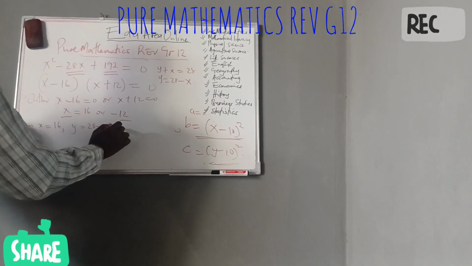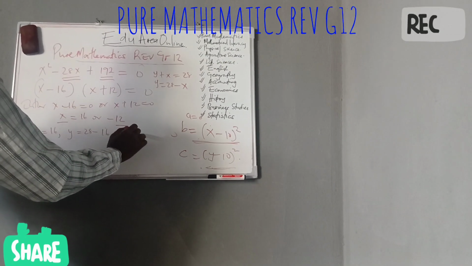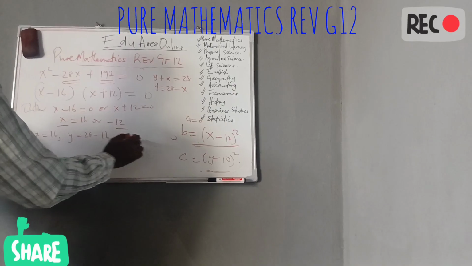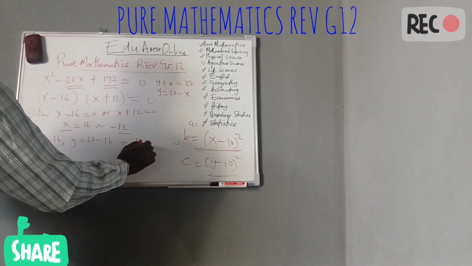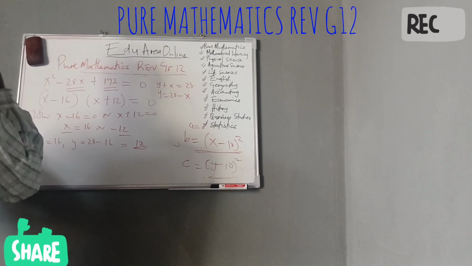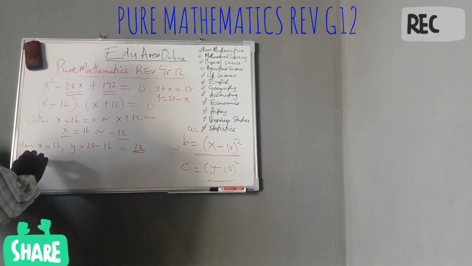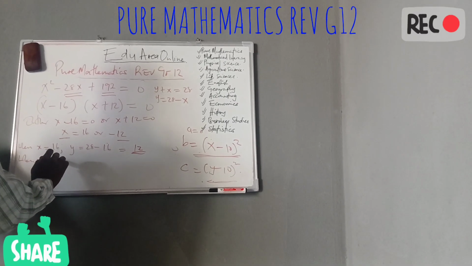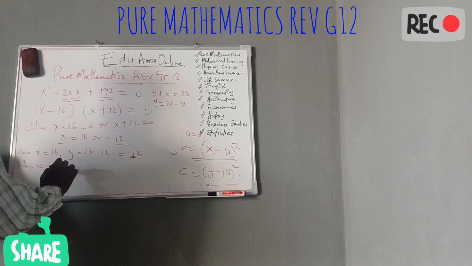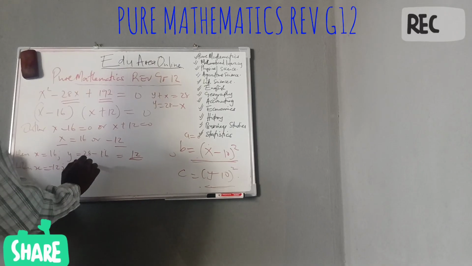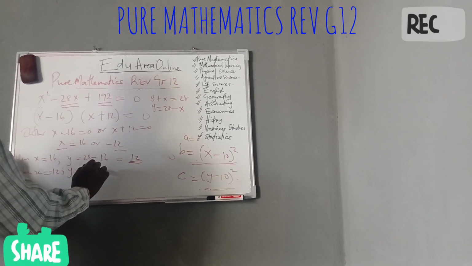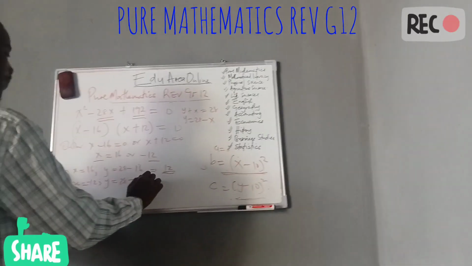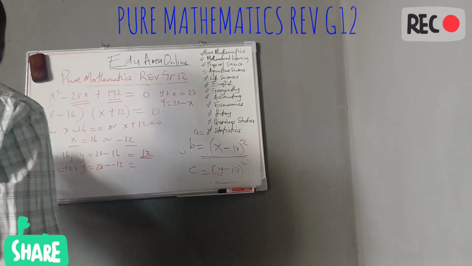16. So 8 minus 6 gives us 2. Then 2 minus 1 gives us 1. So y becomes 12 in that. And when x is equal to minus 12, what is y? So we are now saying 28 minus 12. So was it 12?